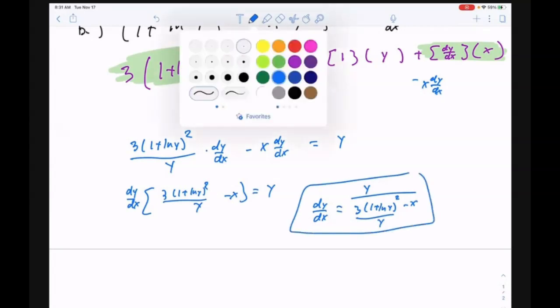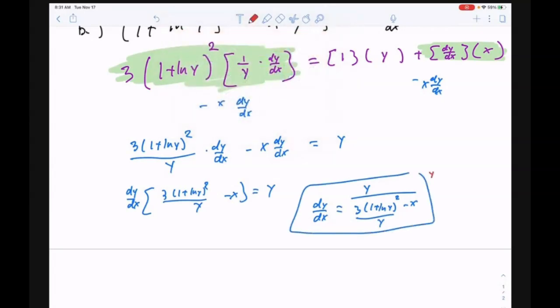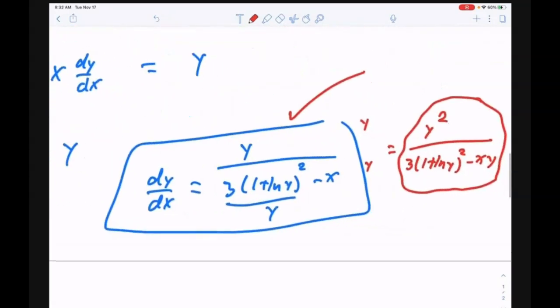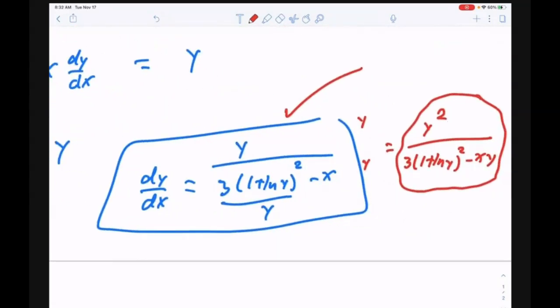And if you wanted to clean this up, we could multiply by y over y, giving me y squared over 3 parentheses, sorry, 3 parentheses 1 plus natural log of y squared minus xy. This is also a proper answer, but that one right there is more than fine, especially on a free response.